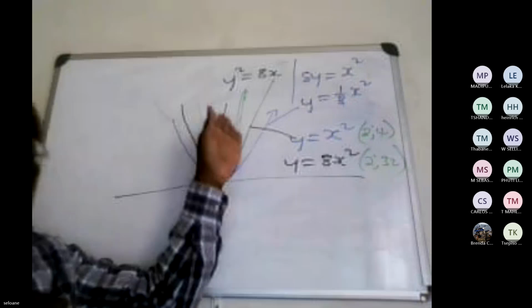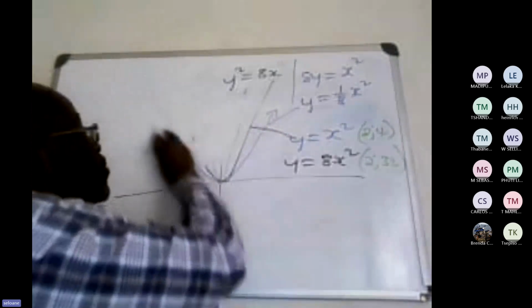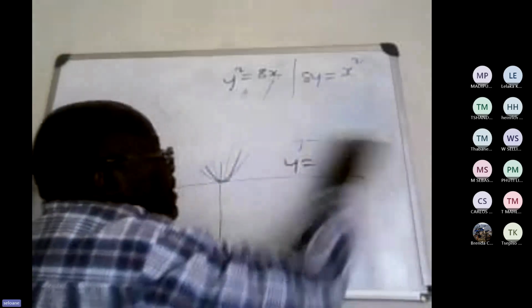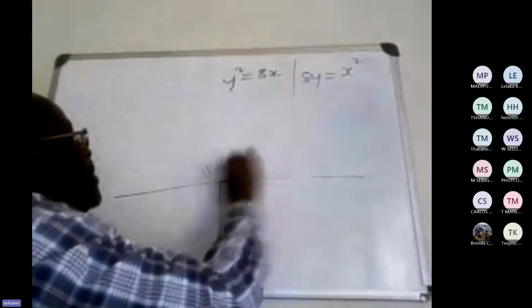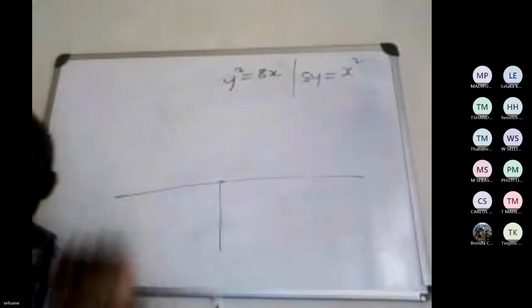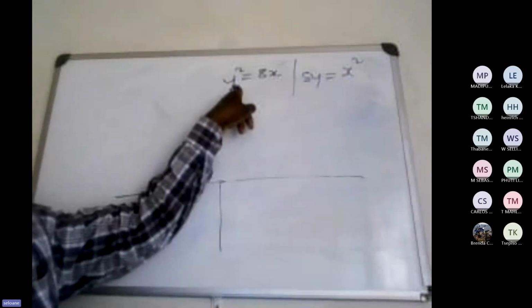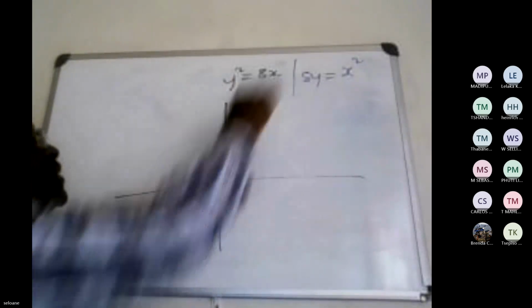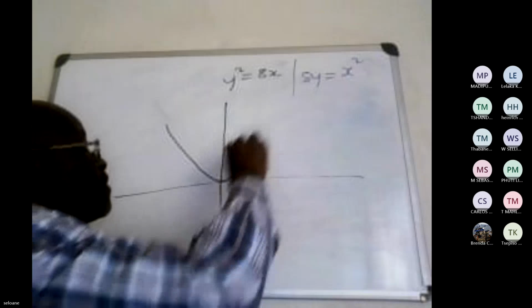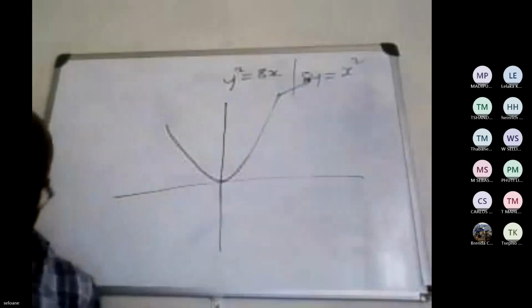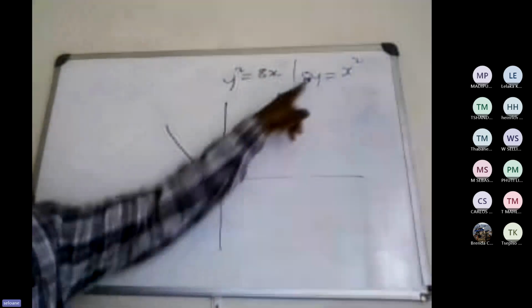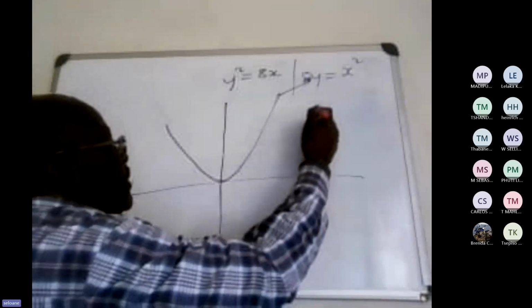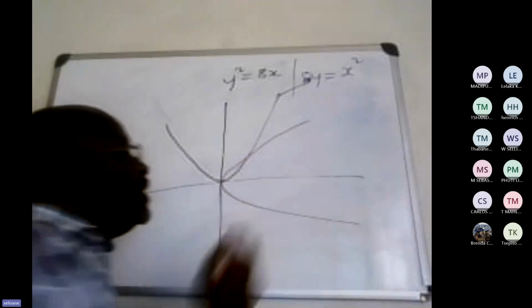But if the sketch is not given, it will be your task to sketch the graph first. Now, if you know this one, then you should be able to sketch this one. Because this one is just this one: this one is vertical, this one is this. What about this one? It will be horizontal. That's right. It will be this.